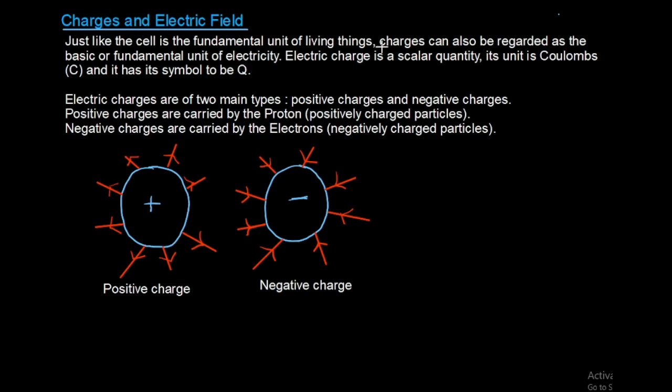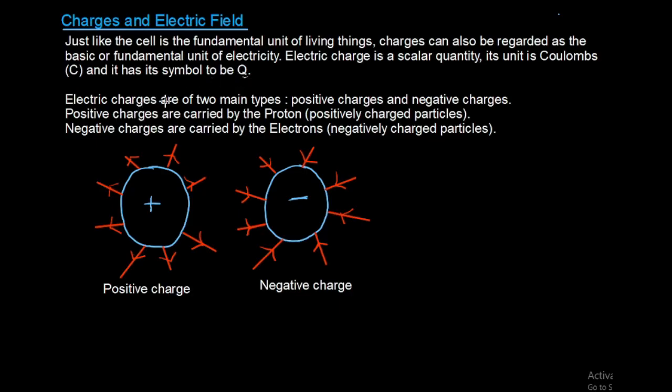Now, electric charge is a scalar quantity. That's to say, electric charge only has magnitude, all right? It does not have direction. Electric charge is a scalar quantity and its unit is coulombs. Do not forget the unit of charge is coulombs and its symbol is Q, all right? So charges are measured in coulombs, and their symbol is Q.